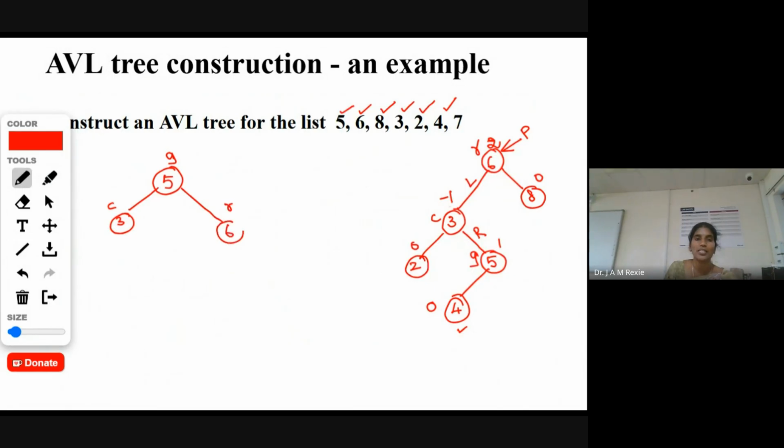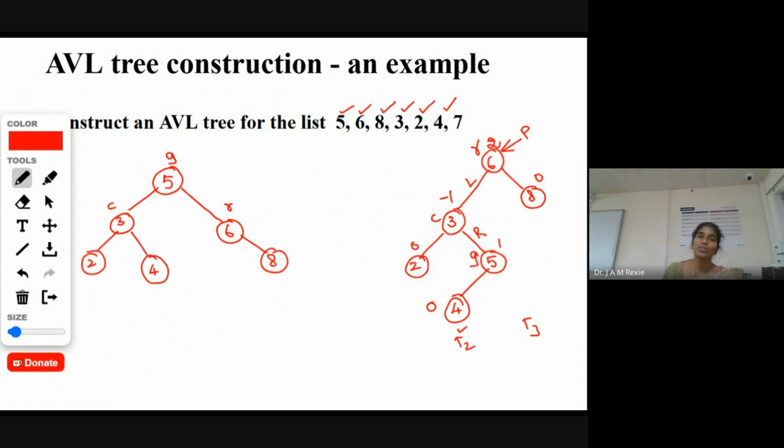R is 6. And R is already having 8. And 3 is already having 2. Now 5 was having 4 at its left side. Now this will be assigned to the C's right child. So when I'm having T2 and T3 for the G, T2 will be taken as the right side of the C, and T3 will be taken as the left side of R. Since T3 is empty, R will not be having any new left side, but C will be taking this T2. So we will be having 4 here.